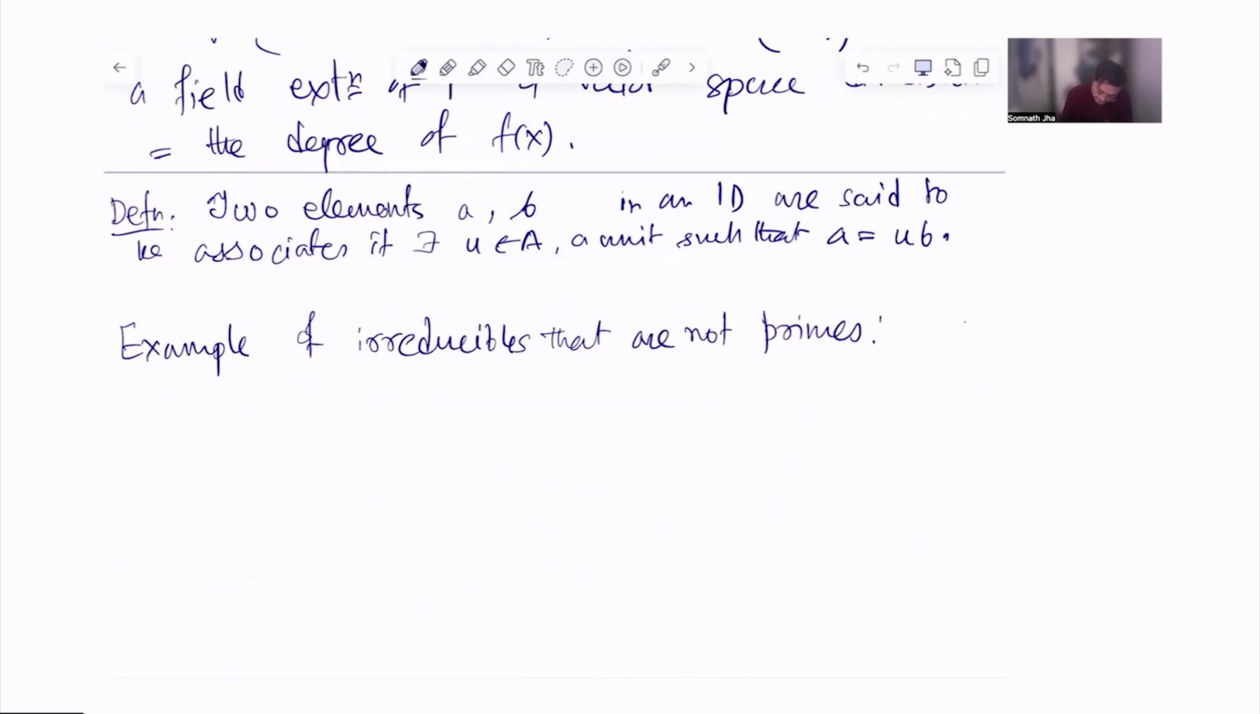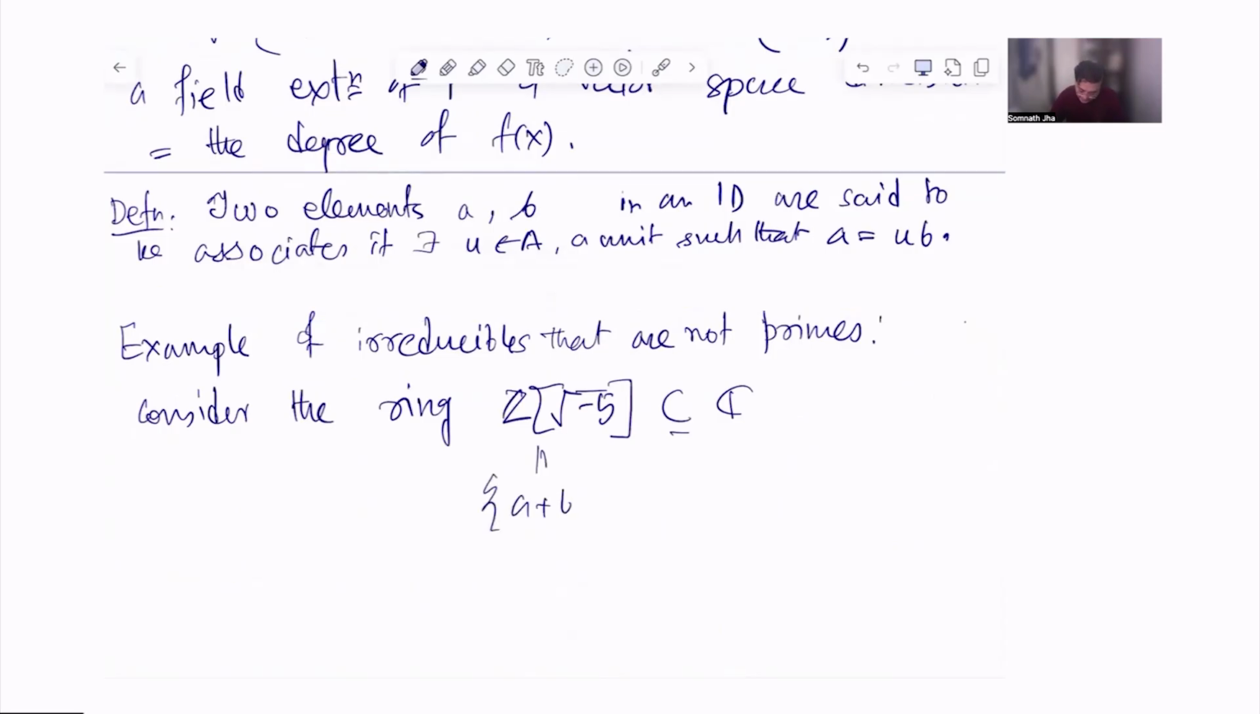So consider the ring Z[root minus 5], which is inside C, and we have seen this is the set of a plus b root minus 5, where a and b are in Z. Because it is inside C and we have the addition and multiplication of complex numbers, this is an integral domain. It sits inside a field, and a field is an integral domain, so it doesn't have zero divisors. In particular, because it's a subset of C with the same addition and multiplication, it cannot have zero divisors.